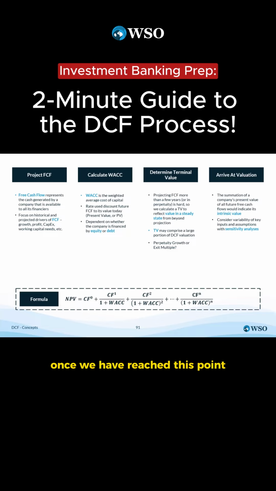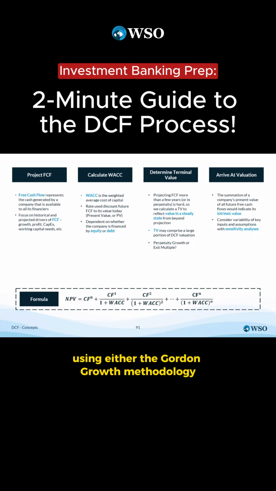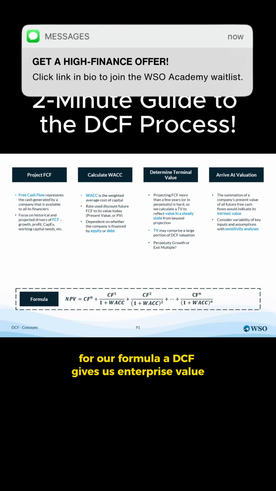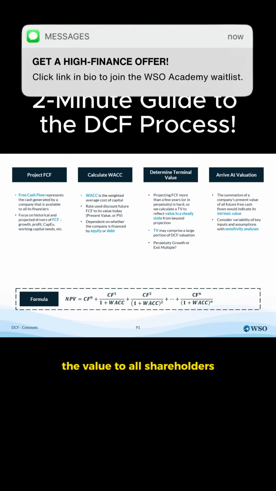Once we have reached this point, we can calculate our terminal value using either the Gordon growth methodology or an exit multiple, then discount this value back to present value. Lastly, we sum the value of the present value of cash flows and the present value of the terminal value to derive our enterprise value. Because we are using unlevered free cash flow for our formula, a DCF gives us enterprise value, the value to all shareholders.